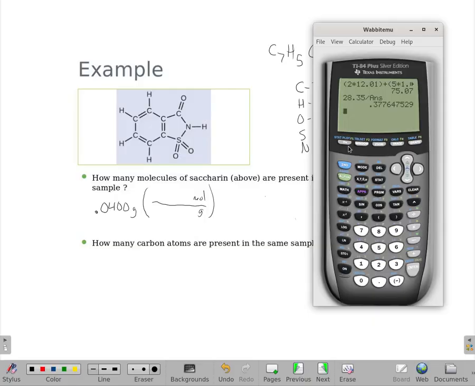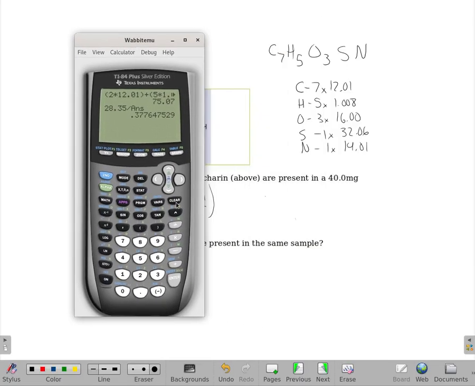All right, let's get the molecular weight of that. So 7 times 12.01 and 5 times 1.008 plus 3 times 16 plus 32.06 plus 14.01, I get a molar mass of 183.18.